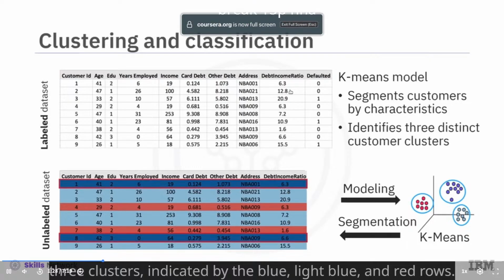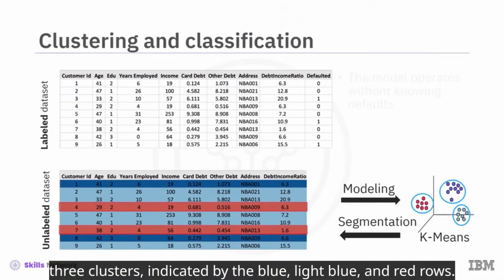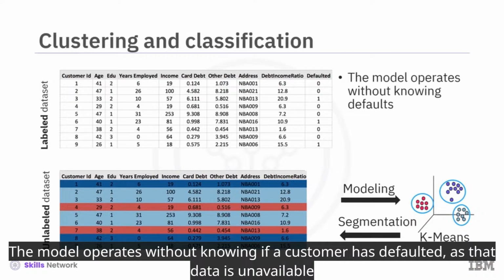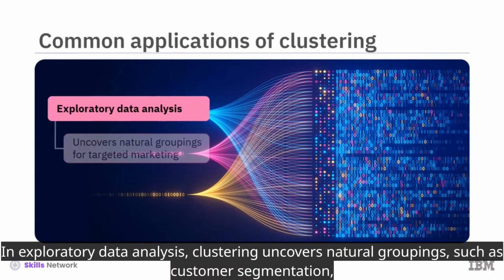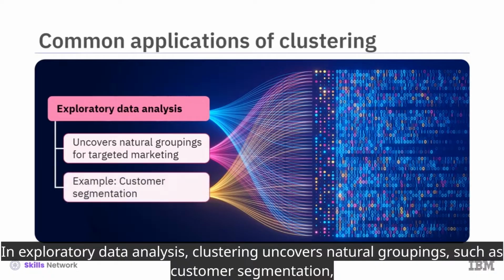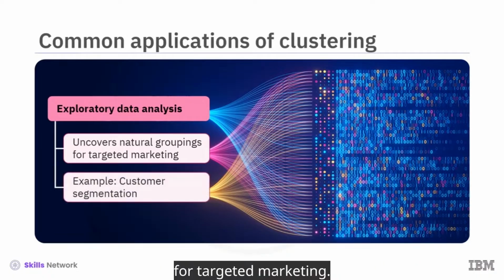Indicated by the blue, light blue, and red rows. The model operates without knowing if a customer has defaulted, as that data is unavailable and not part of its design. In exploratory data analysis, clustering uncovers natural groupings, such as customer segmentation for targeted marketing.